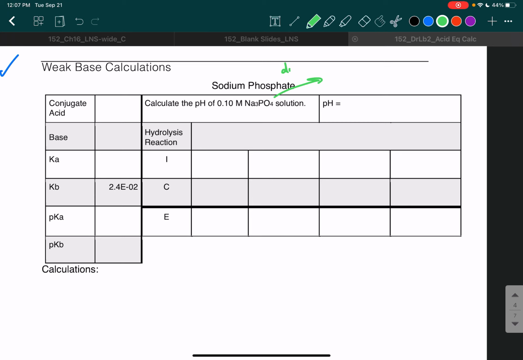So let's say it dissolves in water. You get 3 sodium cations plus the phosphate. Sodium was not on our list yesterday in terms of acids. Sodium does not affect the pH, but phosphate is going to affect the pH here.